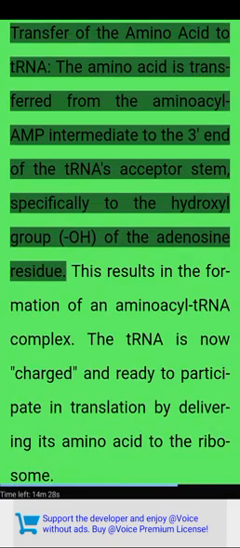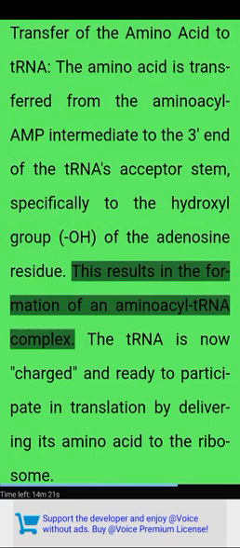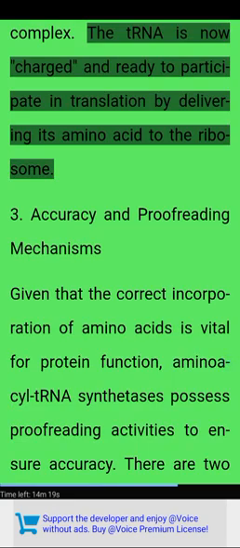Transfer of the amino acid to tRNA. The amino acid is transferred from the aminoacyl-AMP intermediate to the 3' end of the tRNA's acceptor stem, specifically to the hydroxyl group (OH) of the adenosine residue. This results in the formation of an aminoacyl-tRNA complex. The tRNA is now charged and ready to participate in translation by delivering its amino acid to the ribosome.